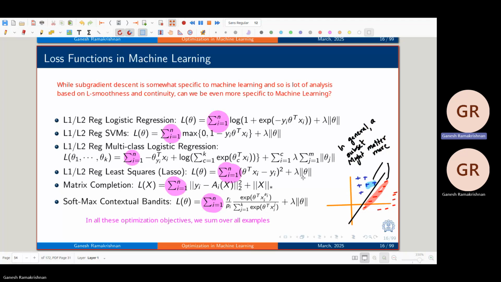So can I be a little bit more choosy about the points, right? Can some points contribute more than the other points? So that is the fourth aspect. This is stochasticity. So we have the summation i.